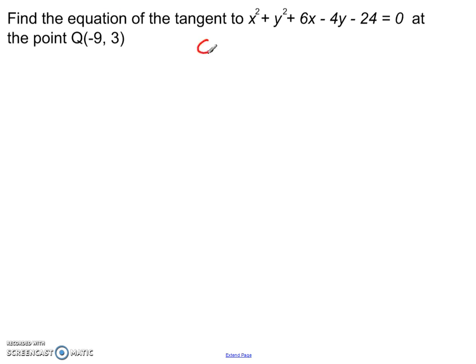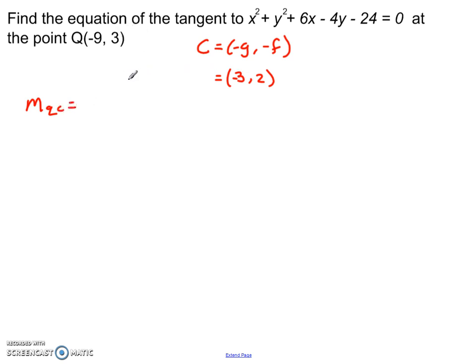So the centre of the circle C, now remember this is 2f and this is 2g, so the centre of the circle is equal to (-g, -f), which in this case is equal to (-3, 2). So there's my centre of my circle there, (-3, 2). What I then want to do is the gradient of Q to C.